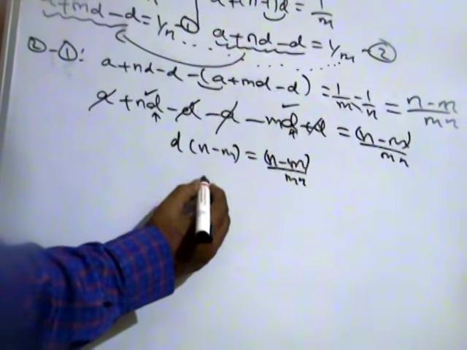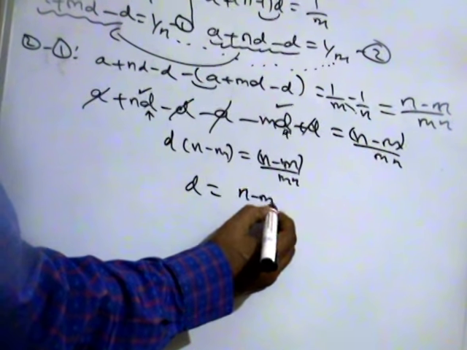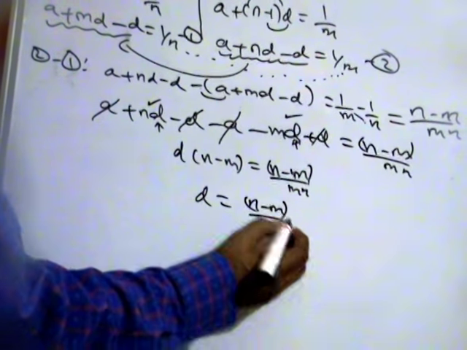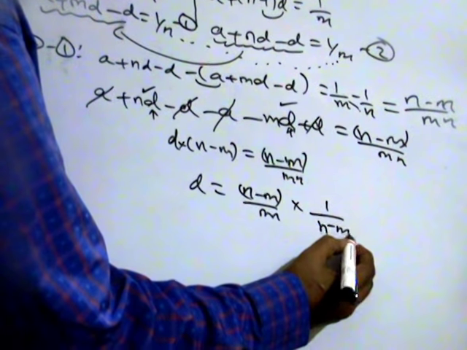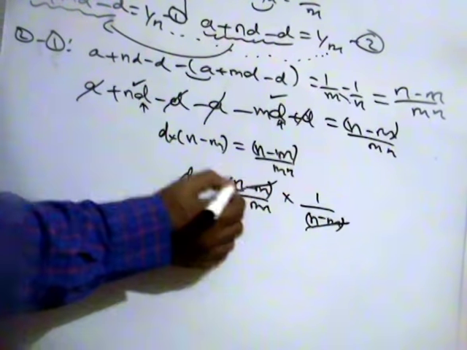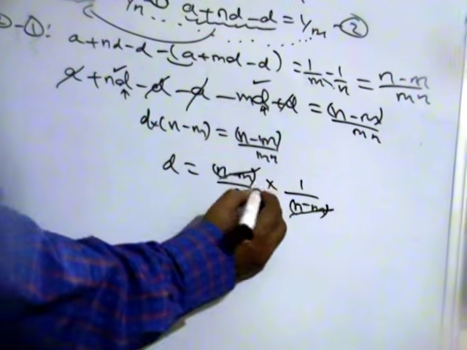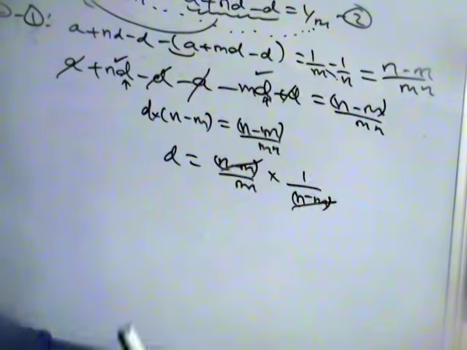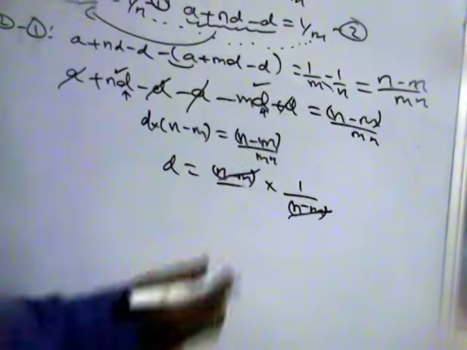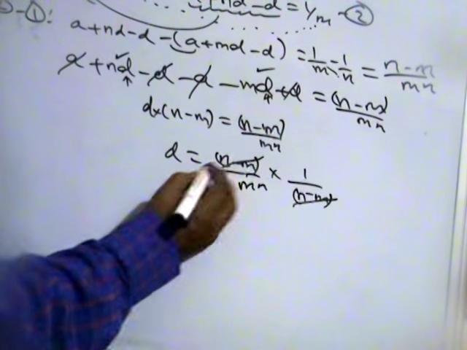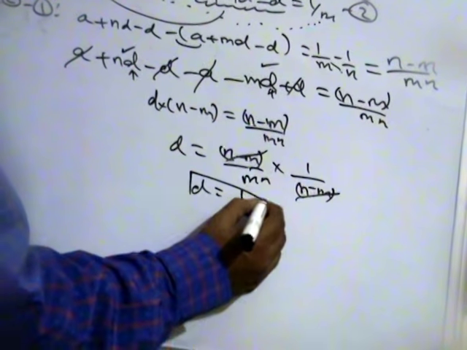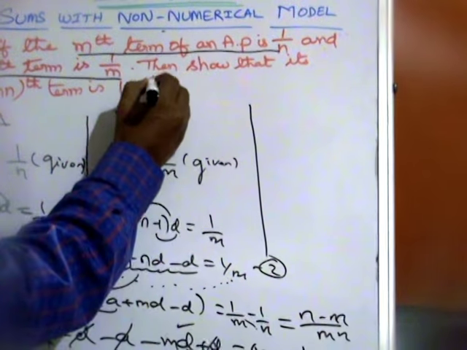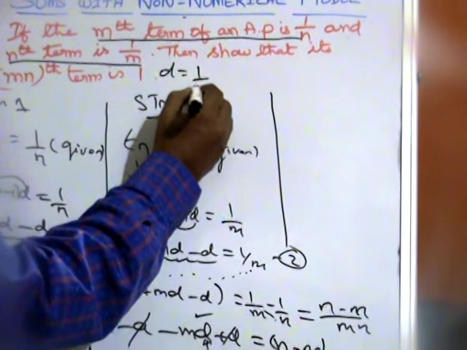Okay, now d is equal to, write this as it is, n minus m by mn. This is multiplying, it will go and divide 1 by n minus m. Now n minus m cancels. This is actually mn. This is mn. So d is equal to 1 by mn. So we got the value of d. I'll write the value of d here. Of course, d is equal to 1 by mn.